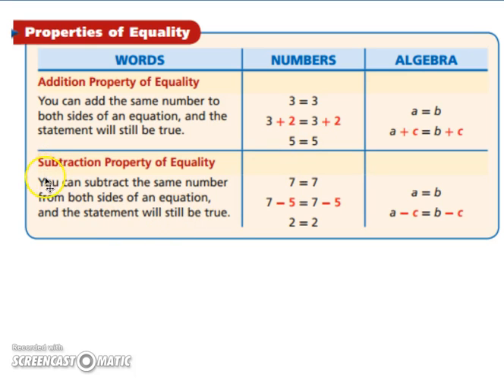Same thing with subtraction. So you have the subtraction property of equality. You can subtract the same number from both sides of an equation, and the statement will be true. So if you subtract 5 from both sides of the equation, you're going to end up with the same number in the end, in this case 2. And that concludes our lesson on solving equations by adding or subtracting.